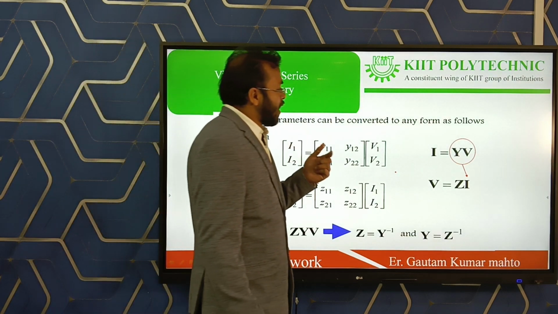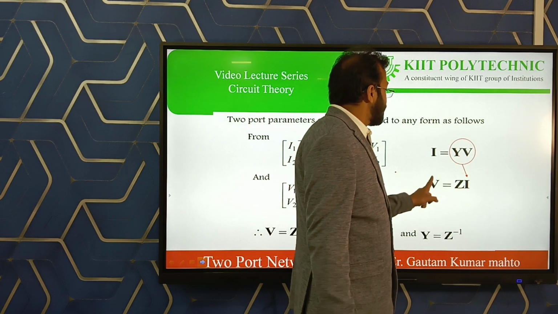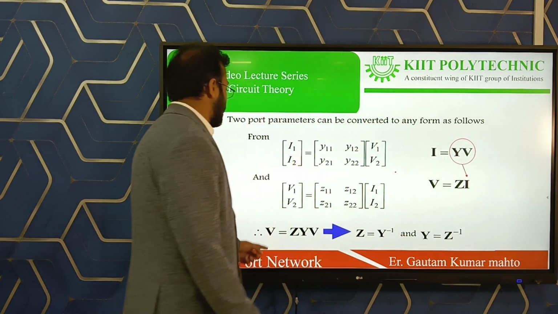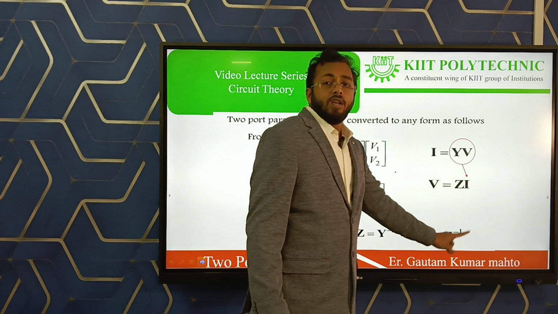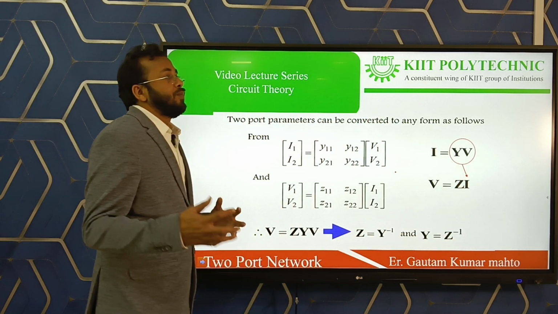When we are comparing here, we can see that I is equal to Y into V and V is equal to Z into I, and we can write down that Y and Z are reciprocal of each other. Hence Z is equal to Y inverse, and if you calculate the inverse of the impedance parameter, then you can calculate the admittance parameter.